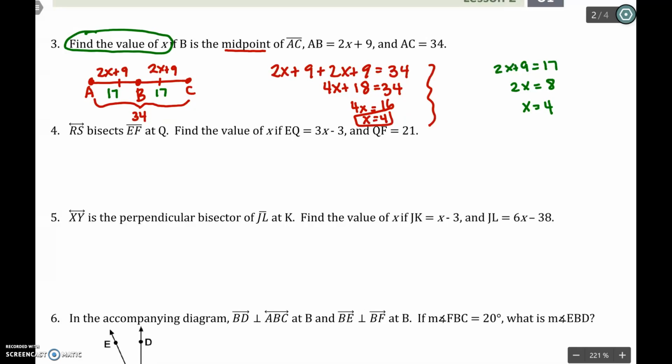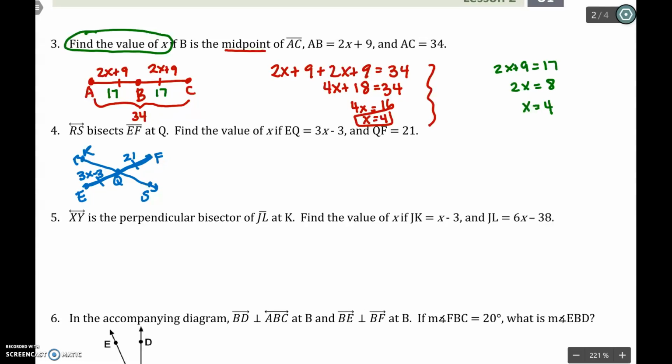Okay, next we have number 4. Line RS bisects segment EF at Q. So we have a segment EF that's being bisected by a line RS. And the bisect is happening at point Q. That means that segment EF is being cut into two congruent parts. Find the value of x if EQ is 3x minus 3 and QF is 21.